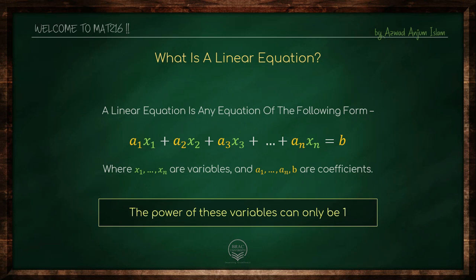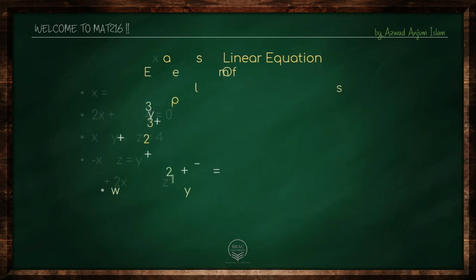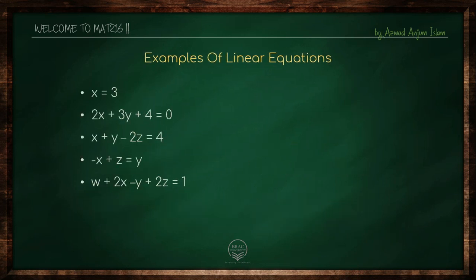Now let's see a few examples of equations like this. So all of these are linear equations. In here we have x equal to 3. We have two variables here, 2x plus 3y plus 4 equal to 0. We have three variables here. We have three variables here again. And we have four variables here. This one right here is not a linear equation because we have x to the power 2. The power of both variables x and y is 2 here, which is a violation of our definition.